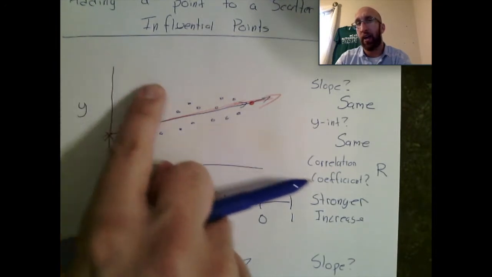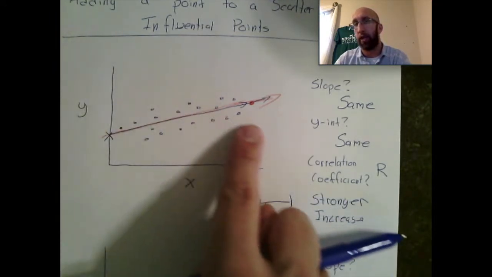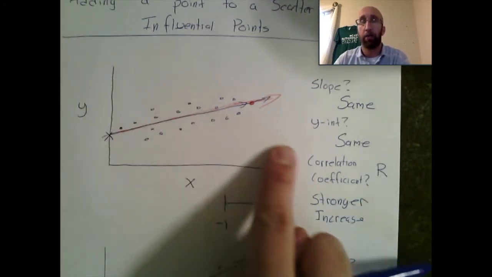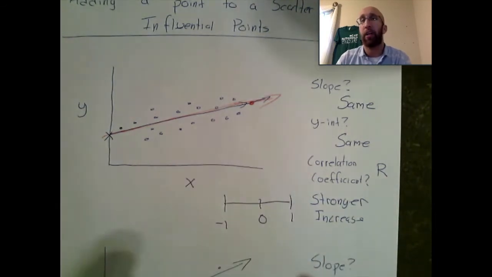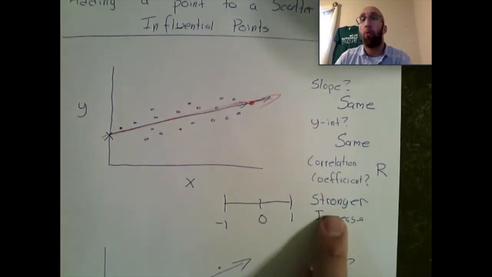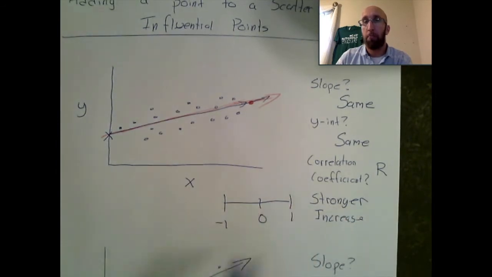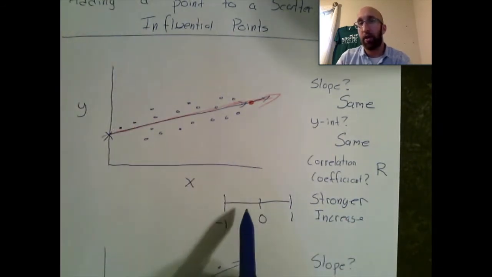If I had a scatter plot which was showing a negative trend and my line was showing a negative trend and I was adding a point on top of the line, we would still be getting stronger. But since we have a negative trend, my correlation coefficient would be somewhere over here.